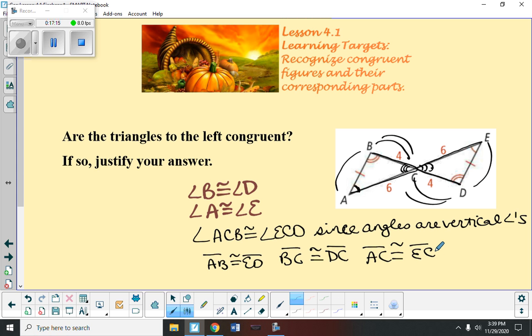So because you have 3 sets of angles congruent, 3 sets of sides congruent, we can say triangle ACB is congruent to triangle ECD. And the reason would be the definition of congruent polygons, which says if all the corresponding sides and all the corresponding angles are congruent, then the polygon is congruent.